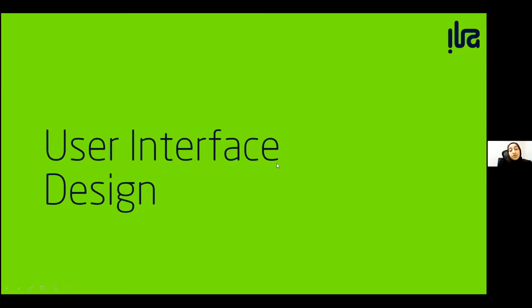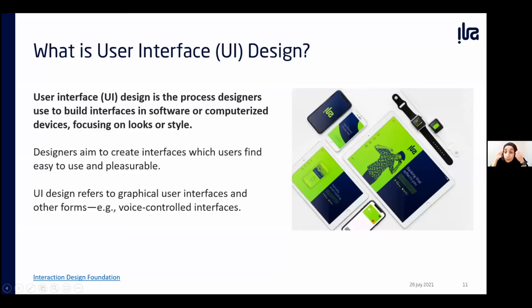Now, the user interface design, what does it mean? The UI design process is the process that designers use to build interfaces in software or computerized devices. They are focused on the look and the style of the UI. Designers aim to create interfaces which users find easy to use and pleasing.